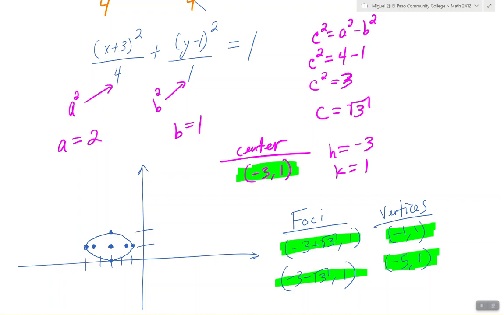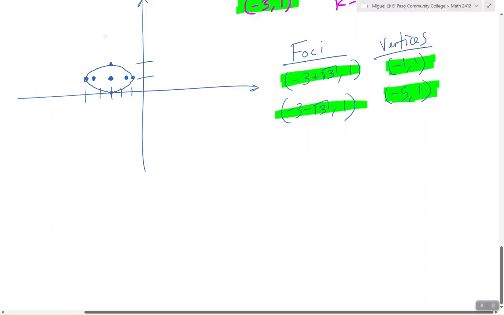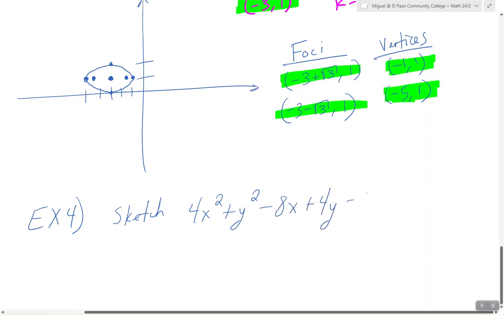So one more of those. Sketch. This one I'll go a little faster since we've done two of them already. This one is going to be the same thing, but different equation. Sketch 4x squared plus y squared minus 8x plus 4y minus 8 equals 0. And then give the center and vertices and foci, etc.